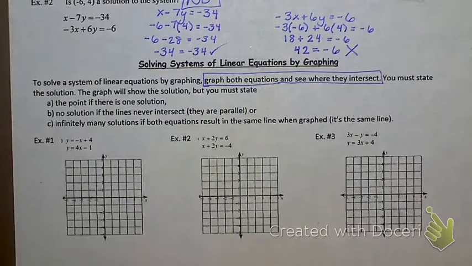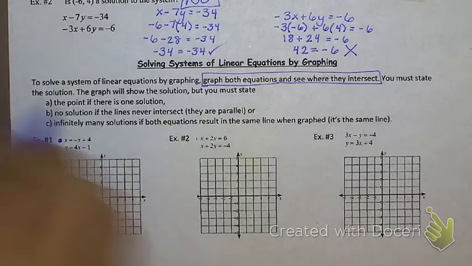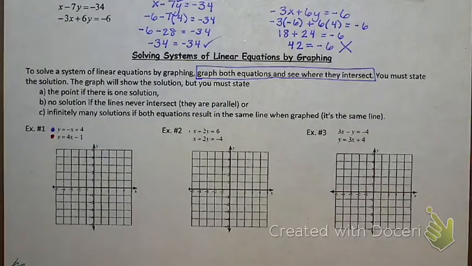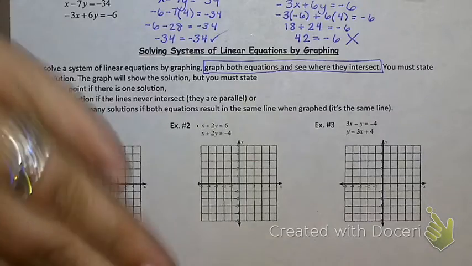Okay, so I'm going to graph the first one in purple and the second one in red. Now, the reason why I do it in 2 different colors, you don't have to do it in 2 different colors, is just so that way I know everything that's in purple all is related to the same thing. And then when I'm graphing the red, I can kind of block out the purple because it has nothing to do with the red line.